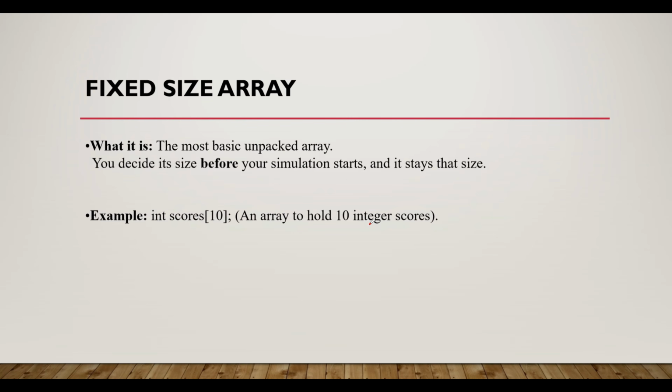Now let's start with the fixed size array. Here you decide your size before the simulation starts, that is, at compile time. Suppose you have declared int score[10]. That means you can store 10 scores, so your array is able to hold 10 integer scores. This is the fixed array. We will also see its code so it becomes clearer, but first let's learn the theory and then we will implement it through code.